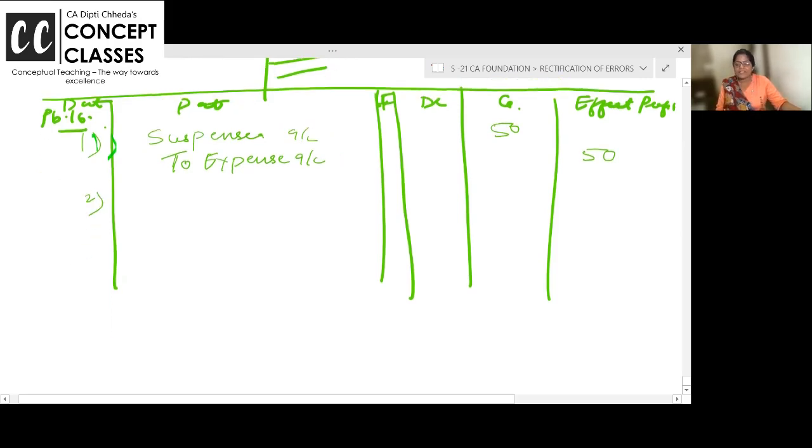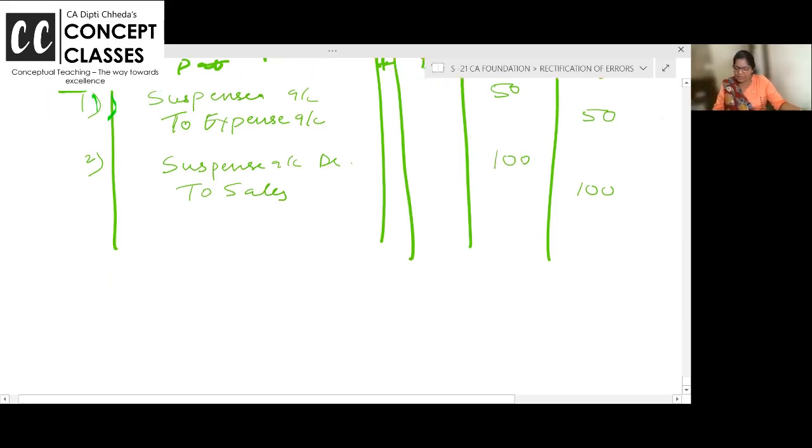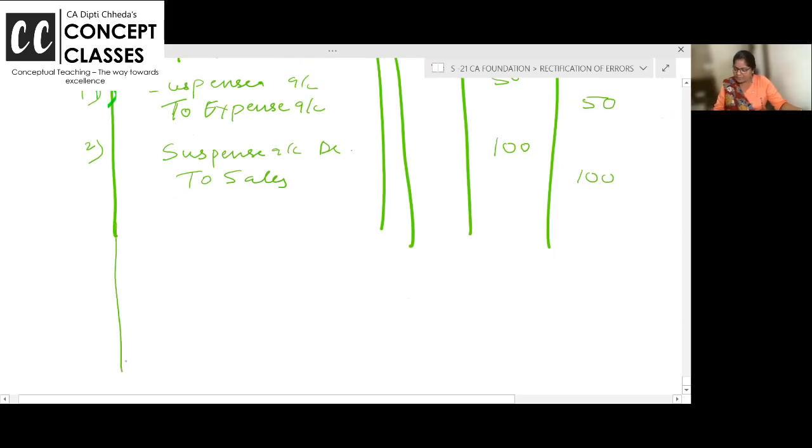Being expenses overcast. Sales account has been total short by 100. Such easy entry. कम में क्रेडिट किया है, अब क्रेडिट करो 100. सस्पेंस अकाउंट डेबिट 100. सेल्स अकाउंट क्रेडिट 100. चलो नेक्स्ट.